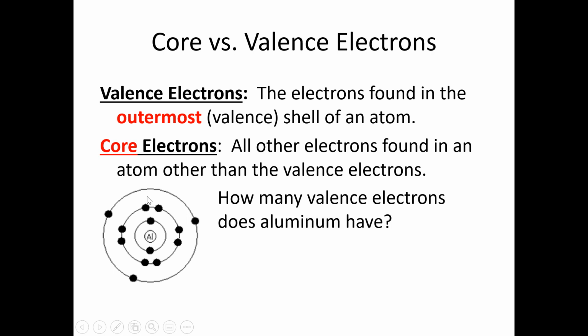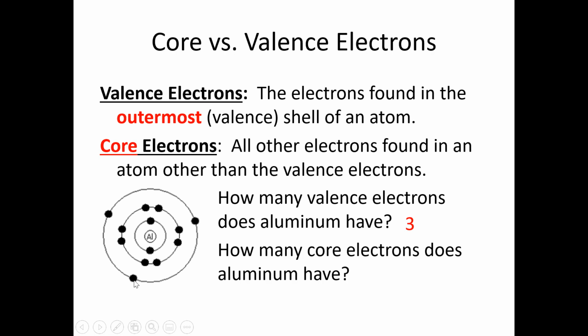So let's look at this example. How many valence electrons does aluminum have? 1, 2, 3. How many core electrons does aluminum have? So it's all the rest. So 2, 4, 6, 8, 9, 10. And aluminum is number 13, so it makes sense that a neutral aluminum atom will have 13 electrons.